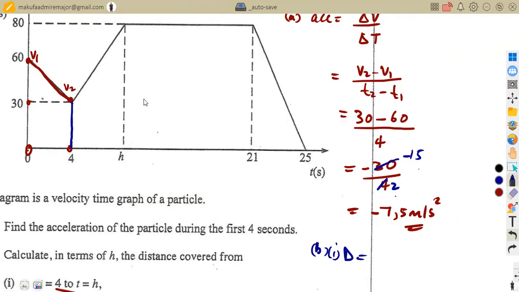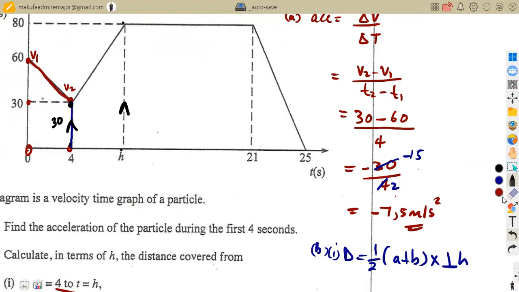So the distance there, we are talking about this area, which is the area of a trapezium from 4 to h. So the area of a trapezium is given as what? It's half the sum of parallel sides times the perpendicular height. The sides that are parallel are the ones that will never meet. From this point up to this point, which is 30. From this point up to this point, which is 80. It corresponds to the height there on top, which is 80.